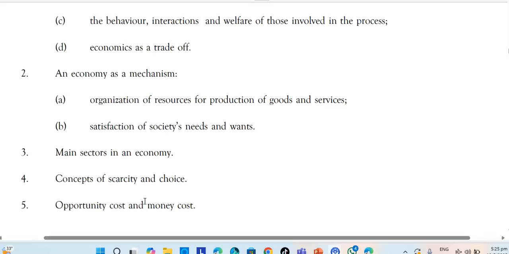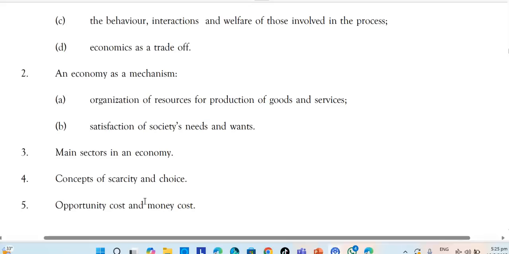Scarcity and choice in economics also form the foundation for economic thinking. So in summary, scarcity is a basic economic problem of having limited resources to meet unlimited wants. Because of scarcity, we must make choices, and every choice comes with an opportunity cost.